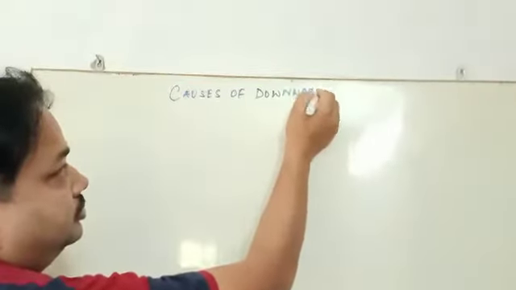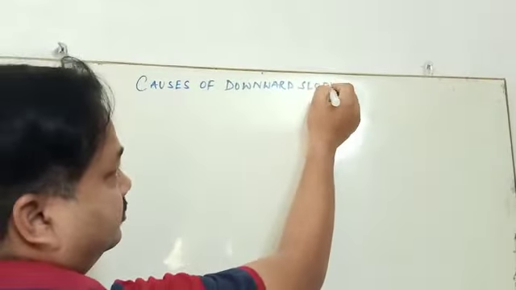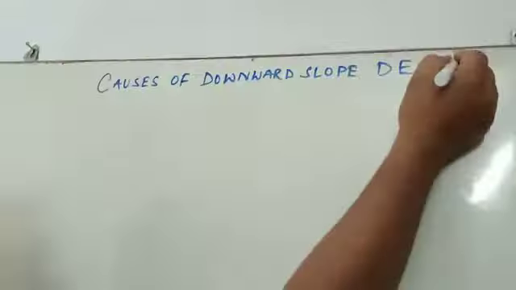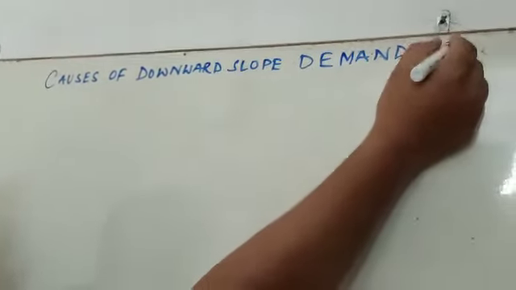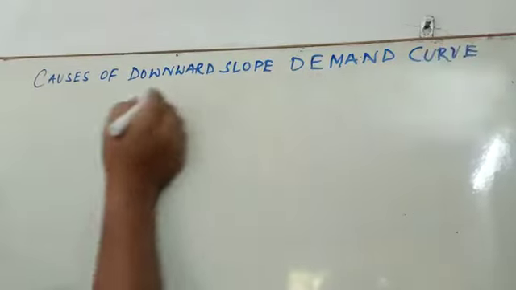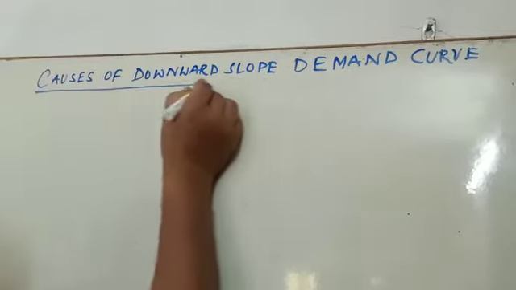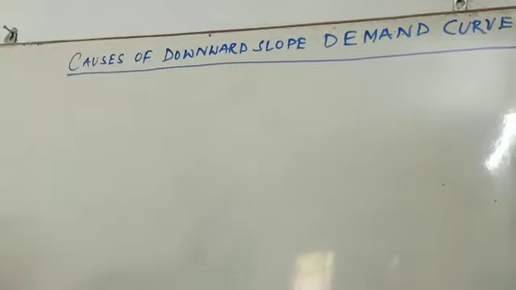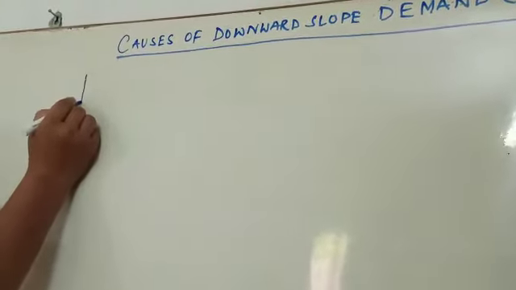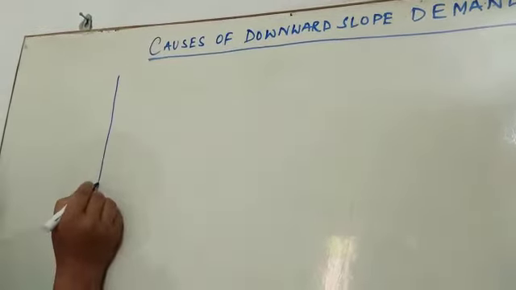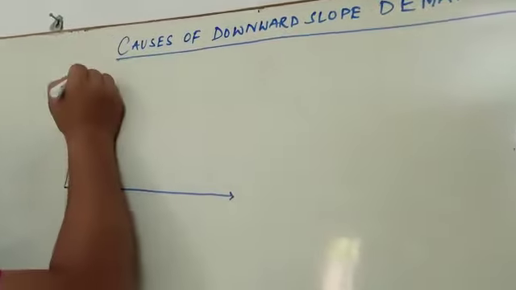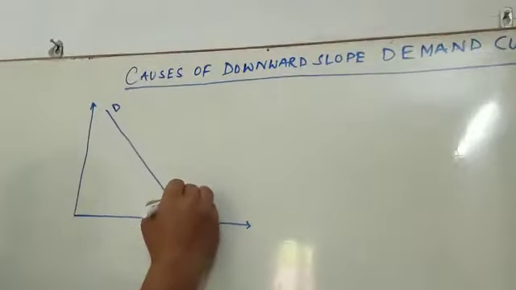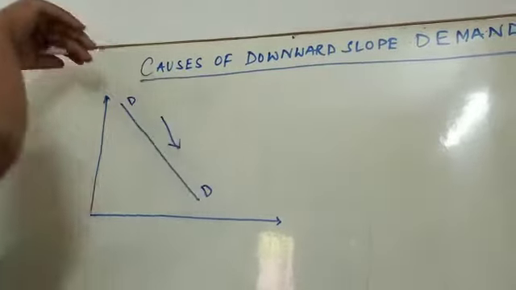Today we are going to study the downward slope of the demand curve. What is the reason? My dear students, it is very important for our exam. In every exam, it will ask why the demand curve slopes downward. It means, why is this slope always downward?